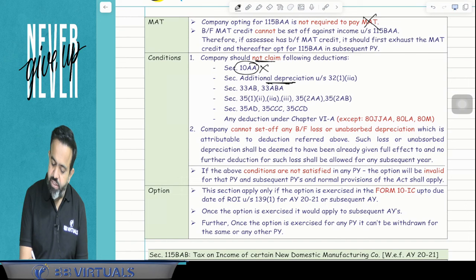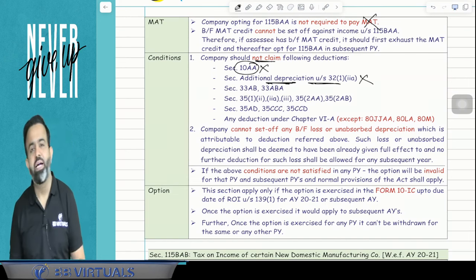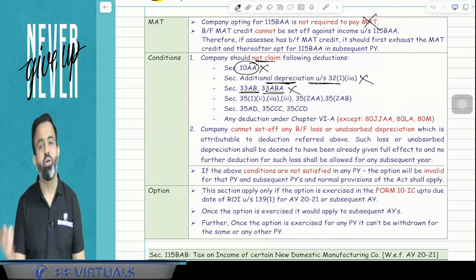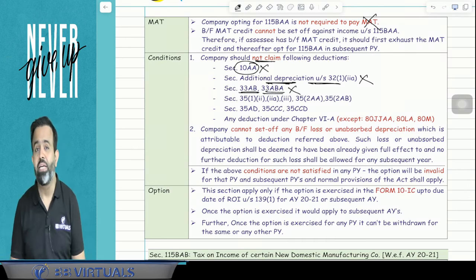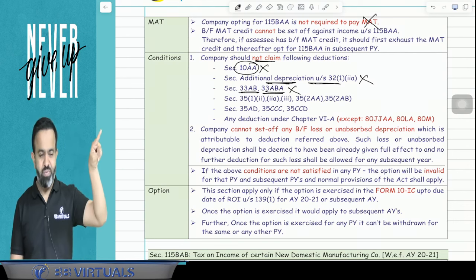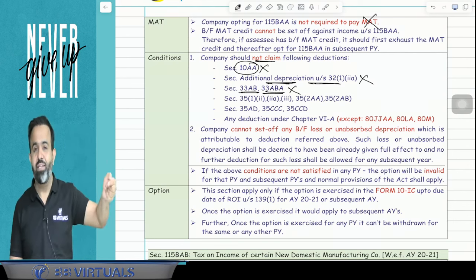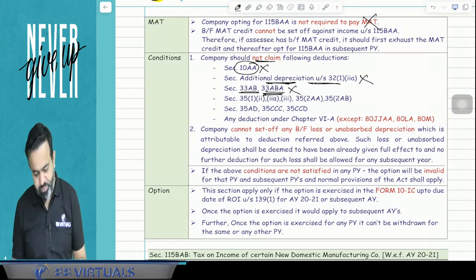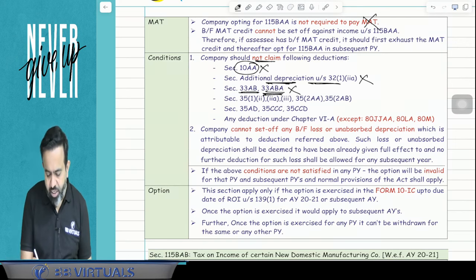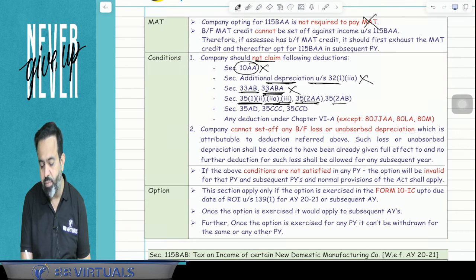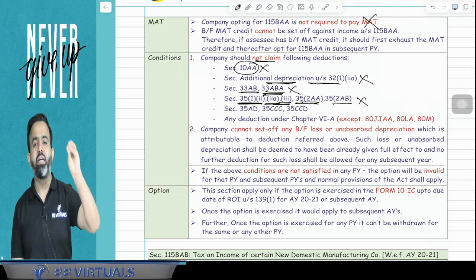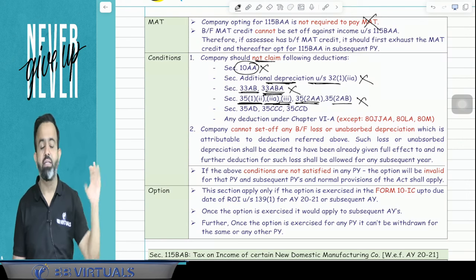Second, additional depreciation is not available, meaning the company cannot claim the additional depreciation. Third, 33AB and 33ABA deduction is not available. In PGBP, if you remember 33AB, the Tea, Coffee, Rubber Development Board, you have to deposit some amount in NABARD, or in the 33ABA site restoration account, so that deduction is not available. After that, under scientific research, the 35(1)(ii), 35(1)(iia), 35(1)(iii), 35(2AA) and 35(2AB) deductions are not available. These sections are basically related to donations to others for scientific research.